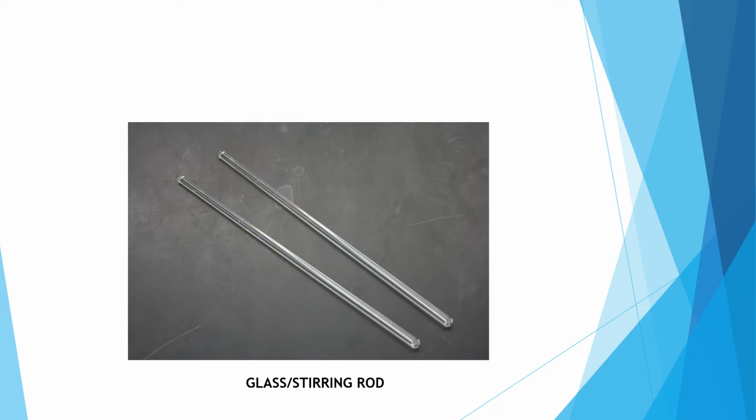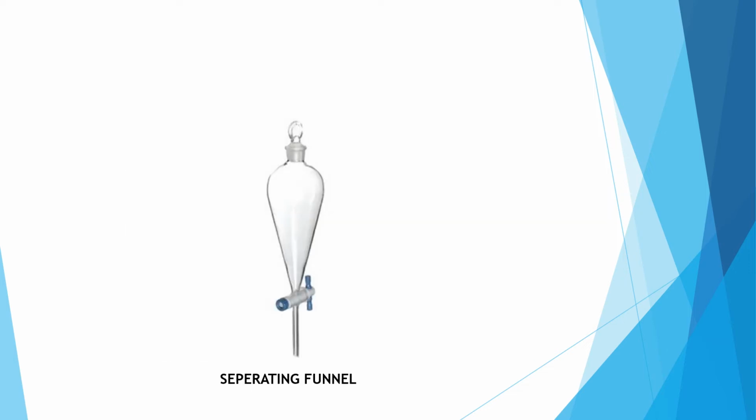The name suggests stirring. That means it is used in stirring mixtures. When we mix two chemicals, we use the stirring rod so that we continuously stir as we are mixing. The next is the separating funnel.